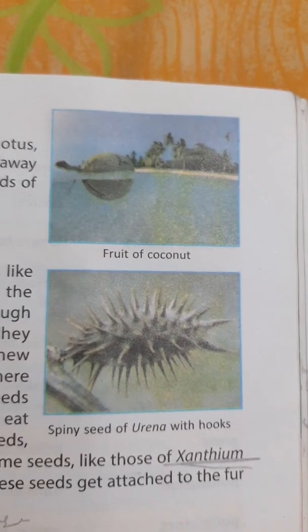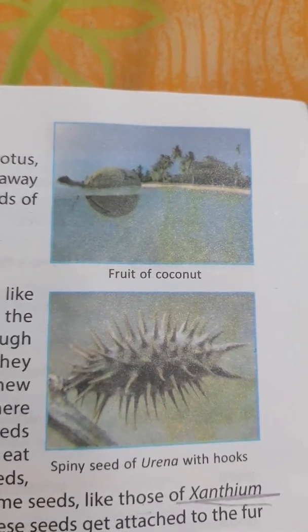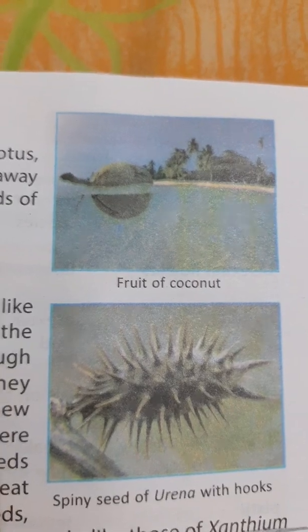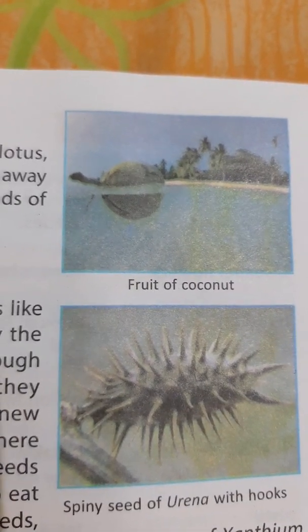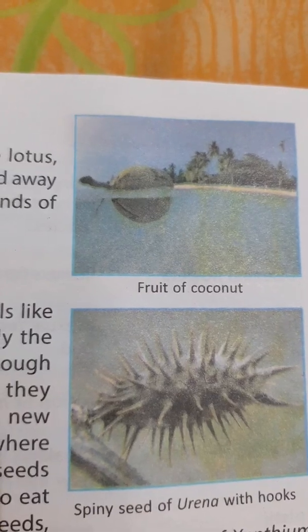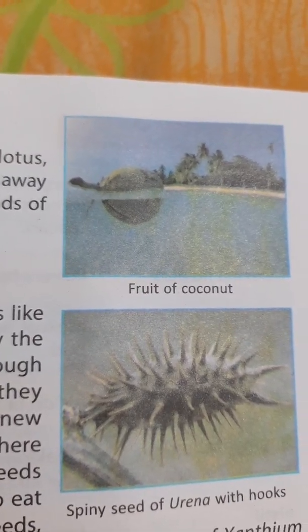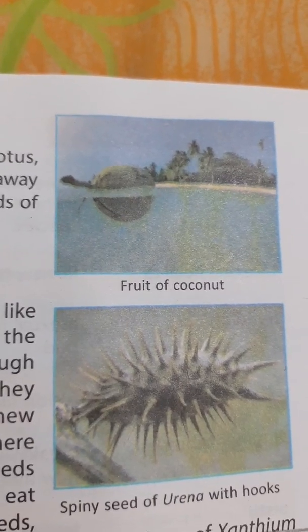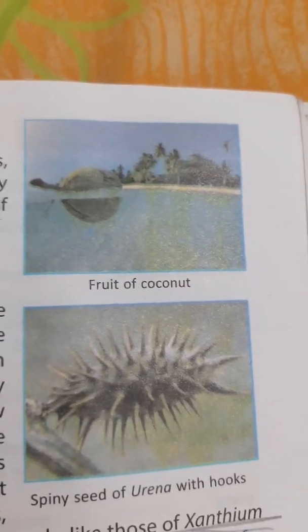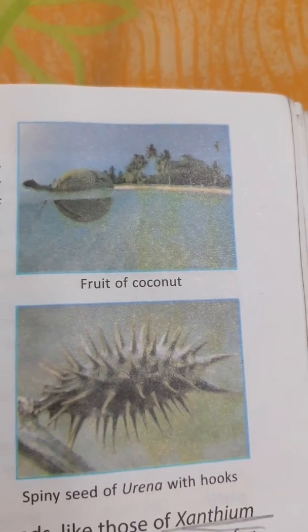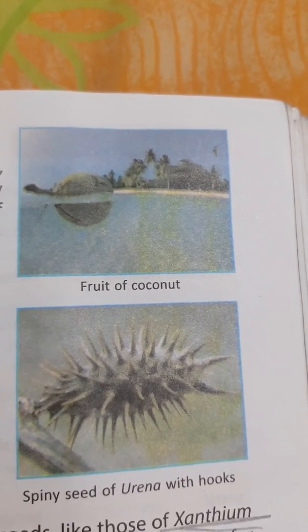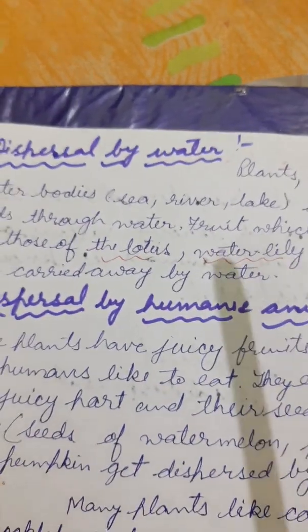Now, the next type is dispersal by water. Dispersal of the seed by water. The plants which are near water bodies like sea, river and lake disperse their seeds through the water, and the fruits which float, such as the seeds of the lotus, water lily and the coconut, are carried by the water. Student, you know that a coconut can travel thousands of kilometers across the ocean. So this is the dispersal of seed by water.